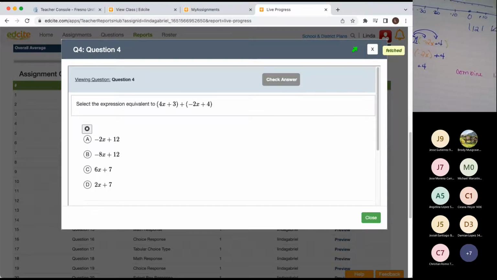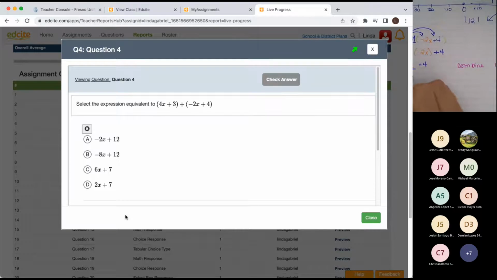Okay, if I combine like terms, that means that if I have a 4x and a -2x, those are like terms, right? The x is stuck with the 4 and the x is stuck with the -2, so I'm going to combine those. So that's going to look like 4x minus 2x.